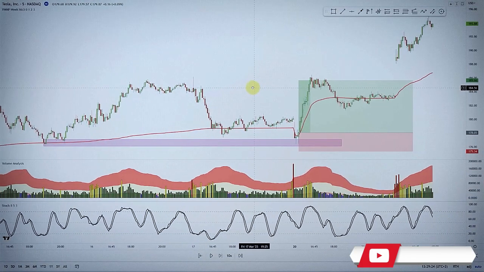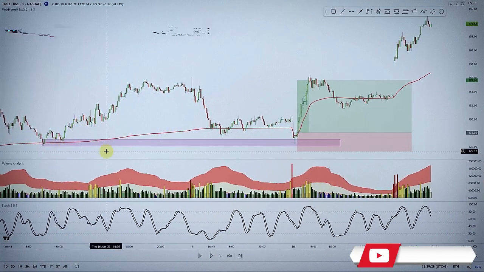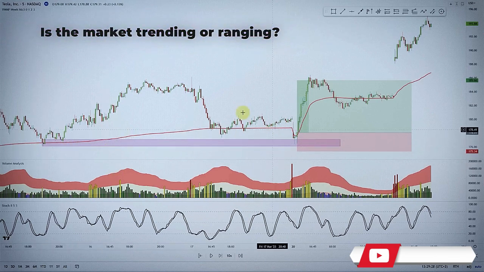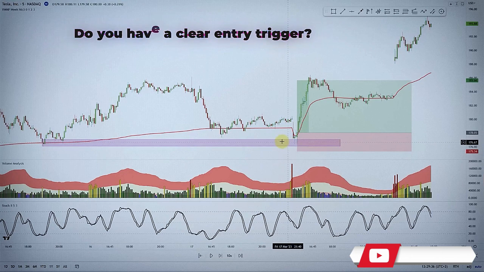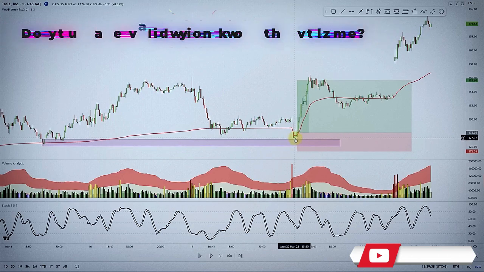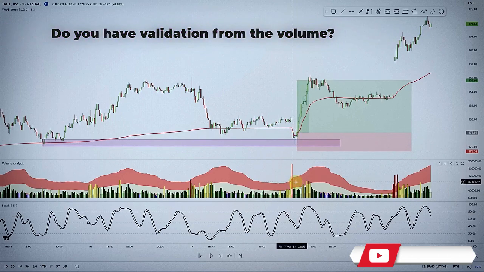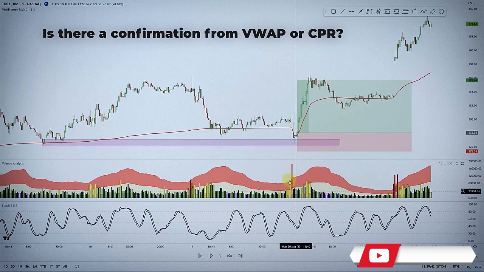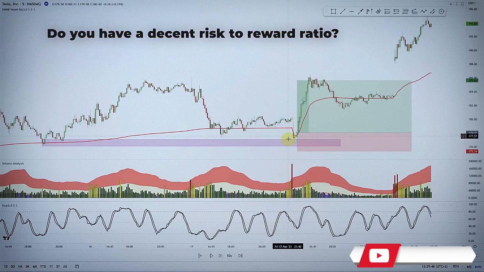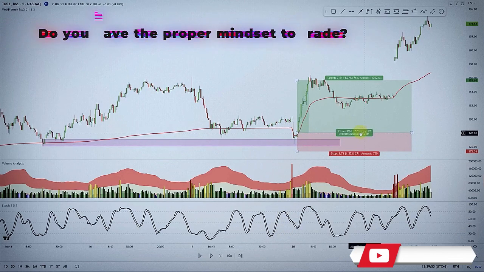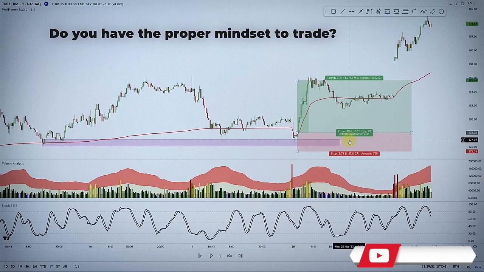Here's a simple example of a day trading checklist. Is the market trending or ranging? Is there a significant level of support or resistance, or a supply or demand nearby? Do you have a clear entry trigger? Do you have validation from the volume? Is there a confirmation from the VWAP or the central pivot range? Do you see a divergence? Do you have a decent risk-to-reward ratio? Do you have the proper mindset to trade?